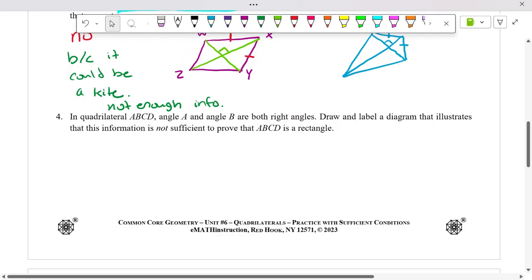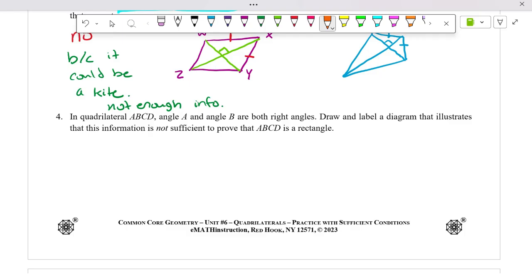So 4. In quadrilateral ABCD, angle A and angle B are both right angles. Draw a label that illustrates this is not sufficient to prove that ABCD is a rectangle.